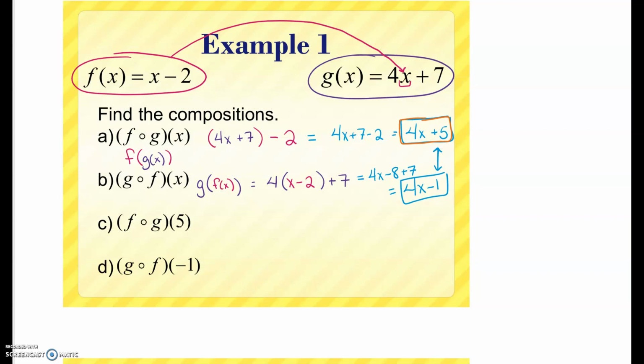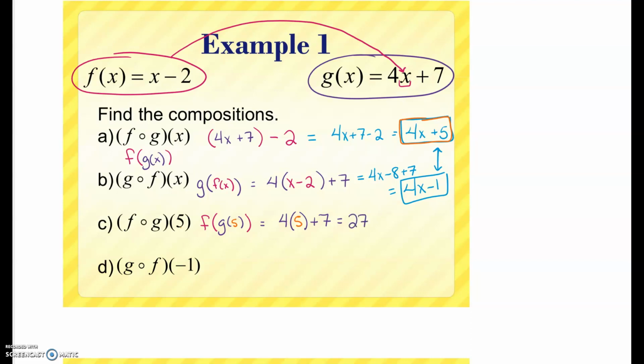The other way to do it is to think of doing f of g of 5. So we're going to plug 5 into the g function, get an answer. Then we will plug that answer into the f function to get our final answer. So first we're going to take the g function, and we're going to do 4 times 5 plus 7. That's going to give us 20 plus 7. That's going to give us 27.